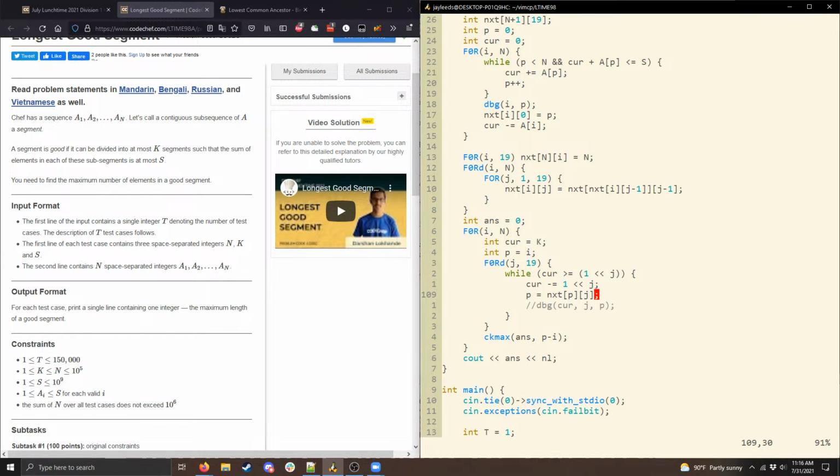And then p is the first element that isn't included, and i is the first element that is included. So the total length of the interval is p minus i, and so I set answer to the maximum of answer and p minus i. So yeah, that's the problem. Again, this might not make much sense if you haven't seen binary lifting before.